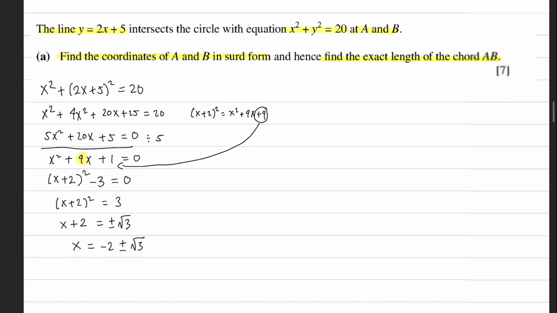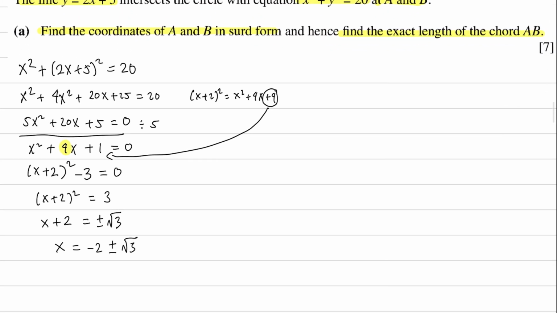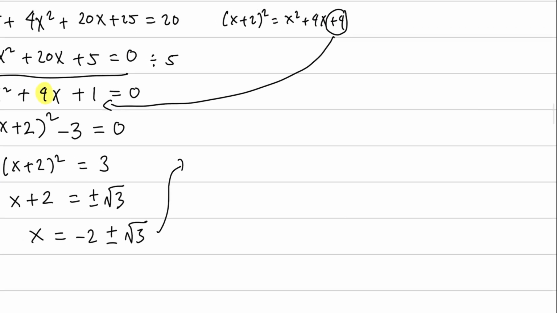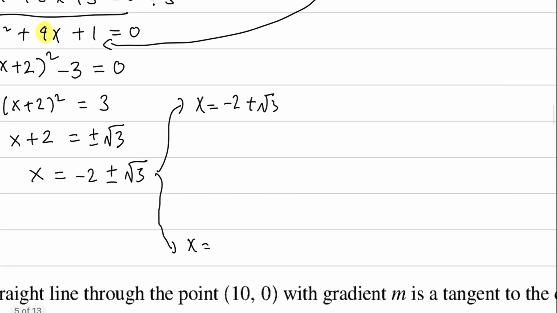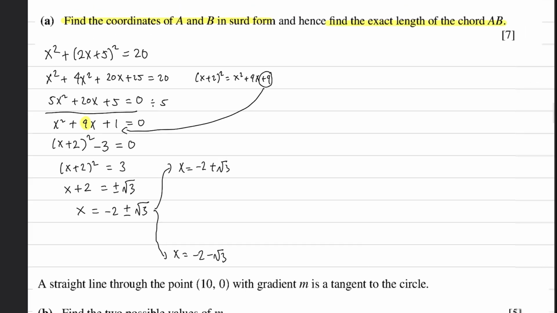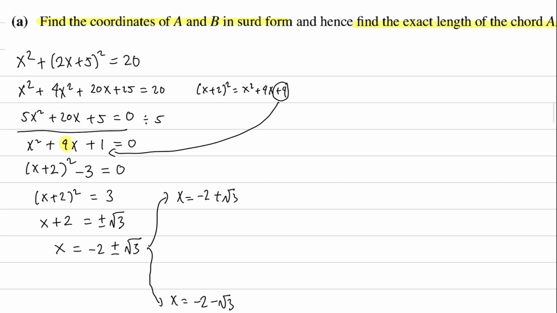Now, this is my x. We have two values of x. The first one is x equals -2 plus square root of 3. The second one is x equals -2 minus square root of 3. Now you just need to find the y because the question is the coordinate. So we need to find the y value as well.